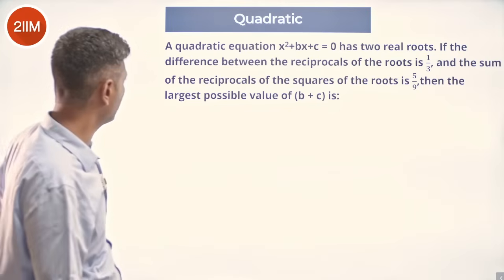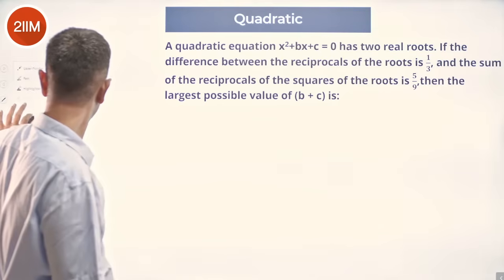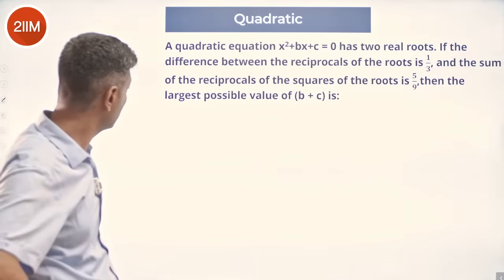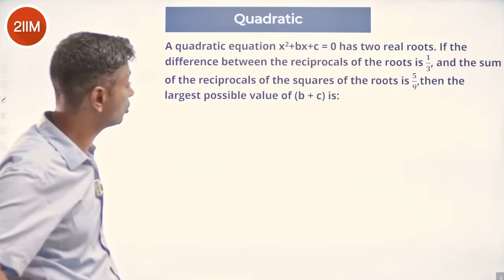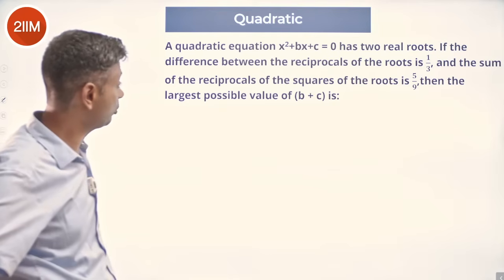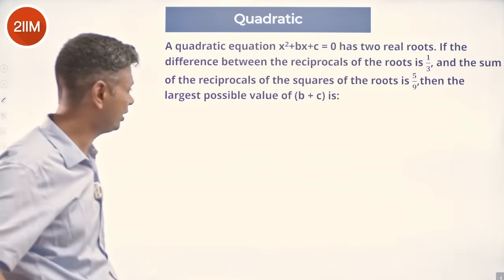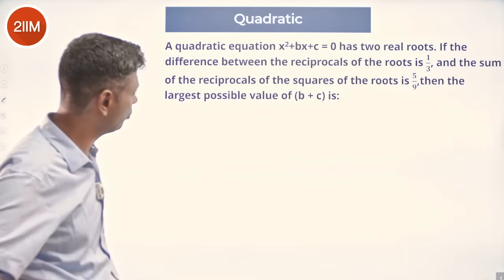A quadratic equation x square plus bx plus c equal to 0 has two real roots. The difference between the reciprocals of the roots is 1 by 3 and the sum of the reciprocals of the squares of the roots is 5 by 9. Then the largest possible value of b plus c.